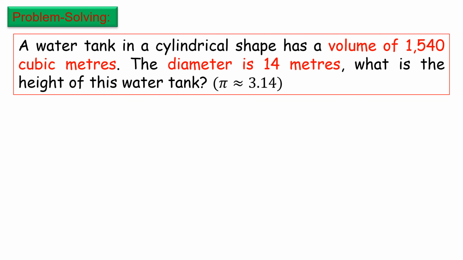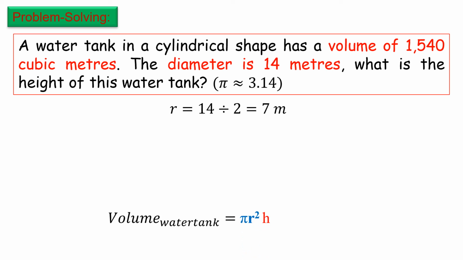Now let us solve this word problem. A water tank in a cylindrical shape has a volume of 1,540 cubic meters. The diameter is 14 meters. What is the height of this water tank? Use the value for pi approximately equal to 3.14. The first thing we need to do here is to determine the radius. The diameter is given, so we need to divide it by 2. 14 divided by 2 is equal to 7.